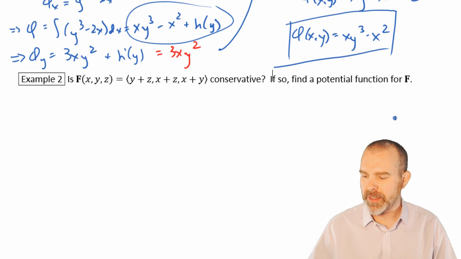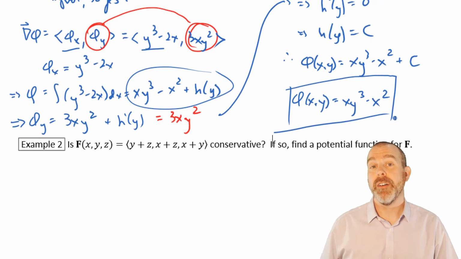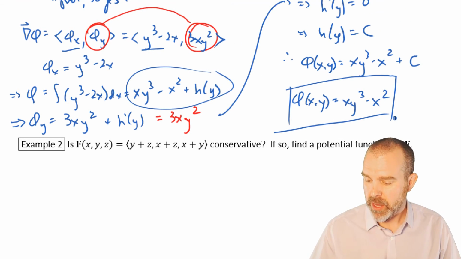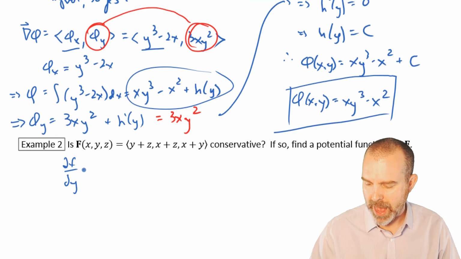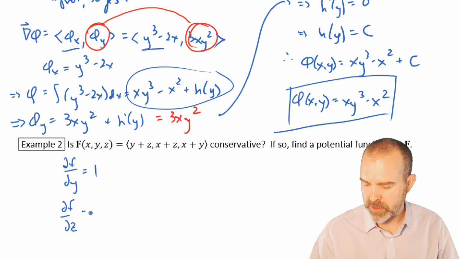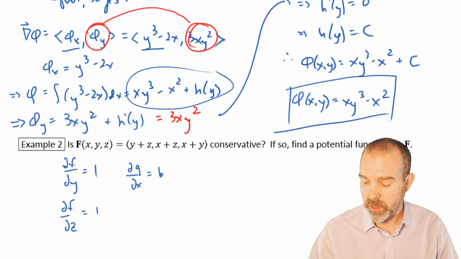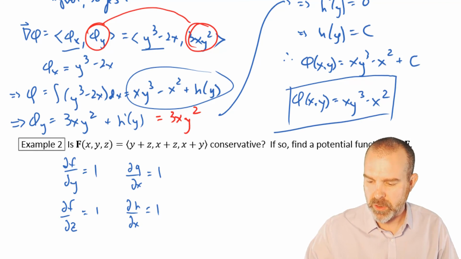Okay, let's try the same thing. Last example in this video, let's try the same thing, but now we have a field that is a three-dimensional field. So we're going to do the same test, but it's the three-dimensional test. So we're going to do the partial derivative of f with respect to y, that's 1. The partial derivative of f with respect to z, that's 1. Okay, then we have to do the partial derivative of g with respect to x, that's 1, so those are equal. The partial derivative of h with respect to x, that's also 1. So far, so good. These are all equal.